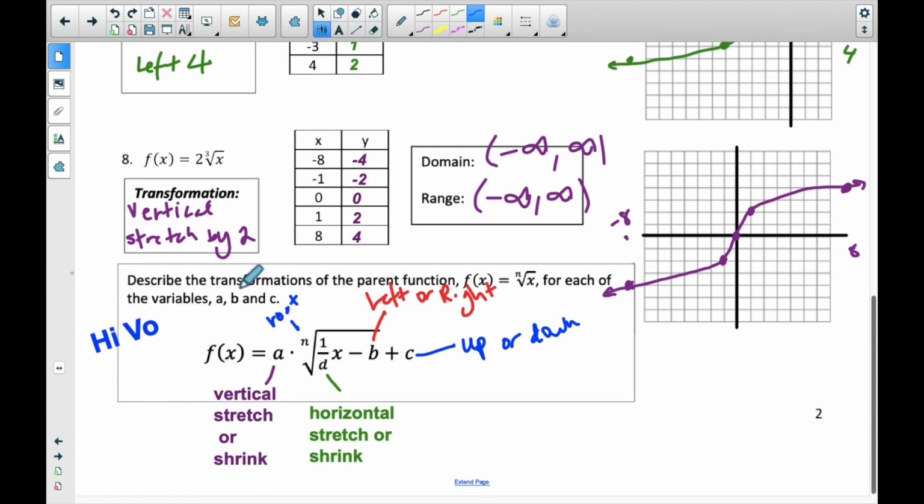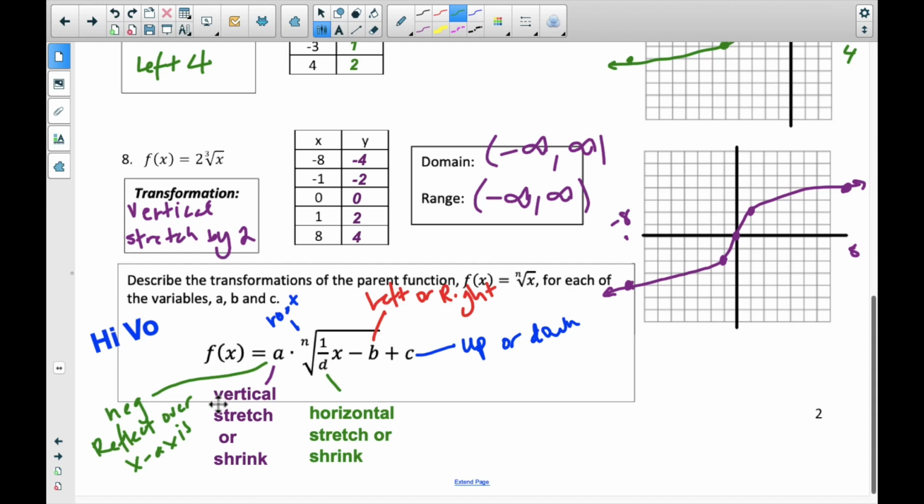As far as HIVO goes, these are our HIVO rules. The number in front, that's like number 8, it's going to be your vertical stretch or shrink. If it's a whole number, it is a stretch. If it's a fraction, it is a shrink. Now another thing I don't have on here that maybe we should discuss is, what does a negative do? If we have a negative there on the A, it's going to flip it over the x-axis. It's going to reflect it over the x-axis.